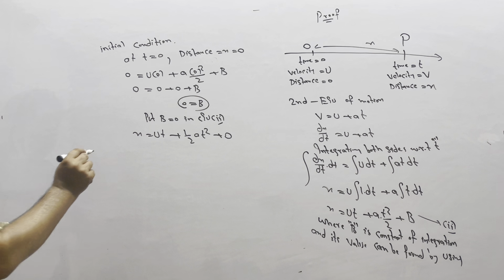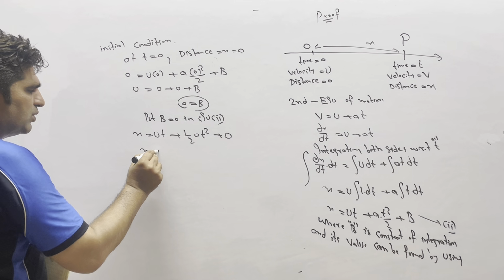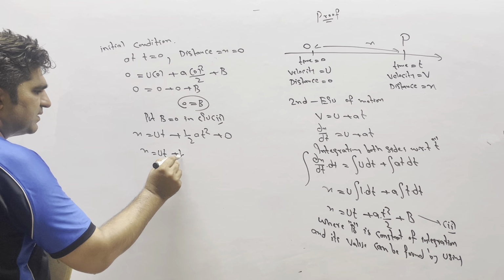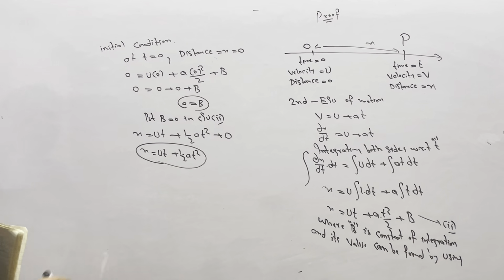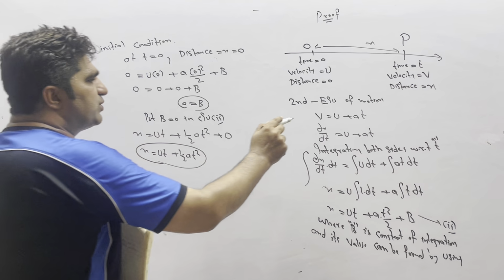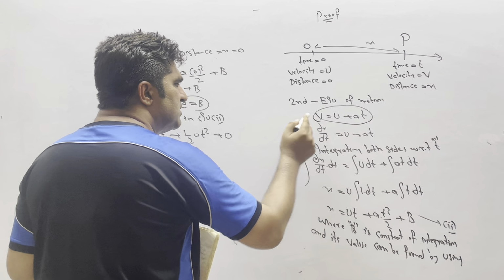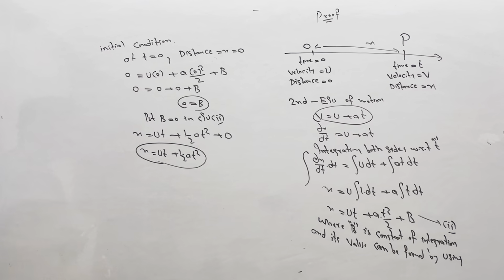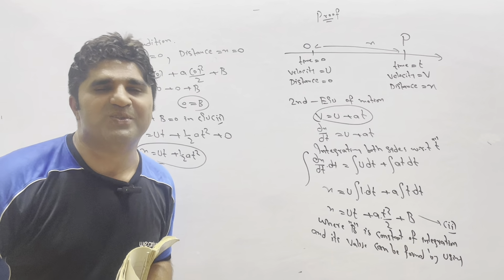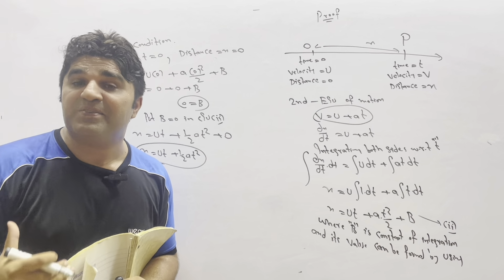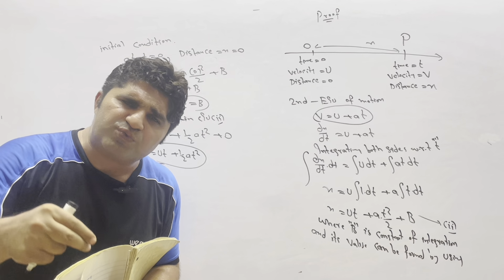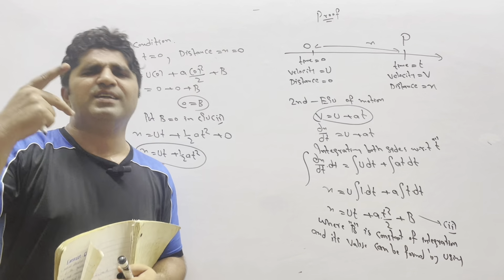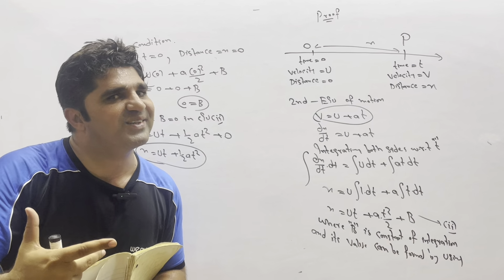So this is x. x equal to ut plus half at square. So I got a second equation of motion. This was the first equation of motion. This is the second equation of motion. Now I will move towards the third equation of motion. And even if I want to prove the third equation of motion, I can use the first equation of motion and the second equation of motion.